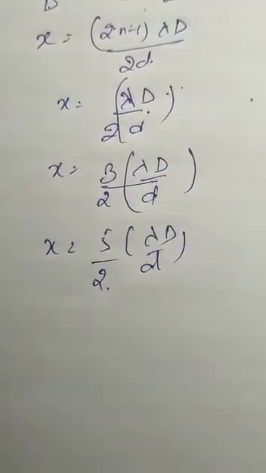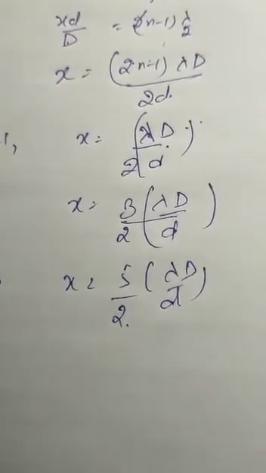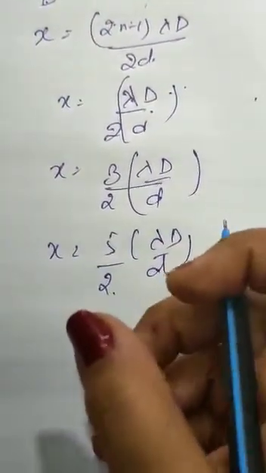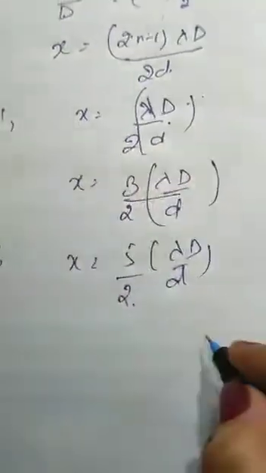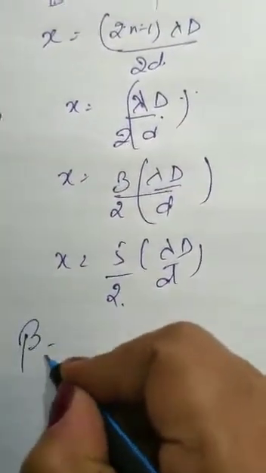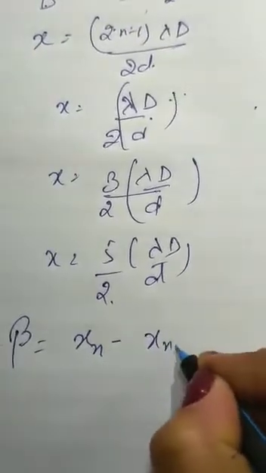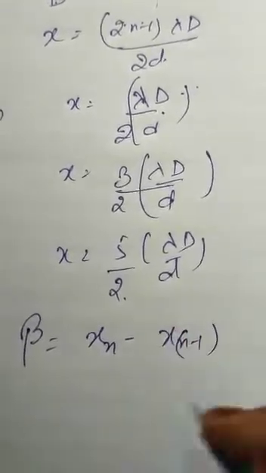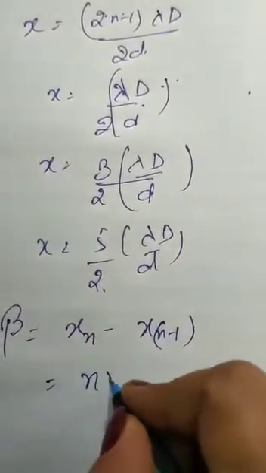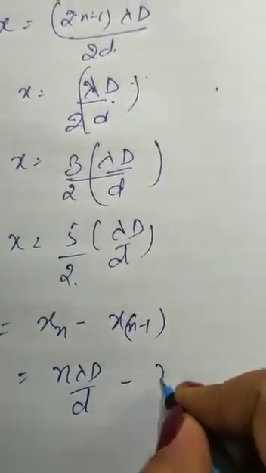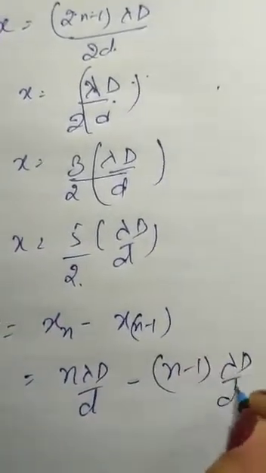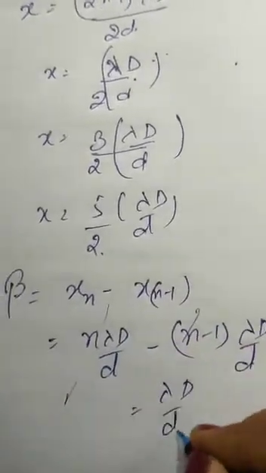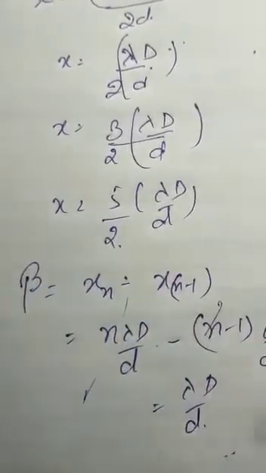Now similarly, we can get the expression for the fringe width. Let us consider the separation between the centers of two bright fringes is calculated as beta, which is equal to xn minus xn minus 1. The difference between two bright fringes is given by, now xn is n lambda D by d minus, this is n minus 1 lambda D by d. So this n lambda D by d will cancel out, and we are left with only lambda D by d. So this is for the bright fringes.